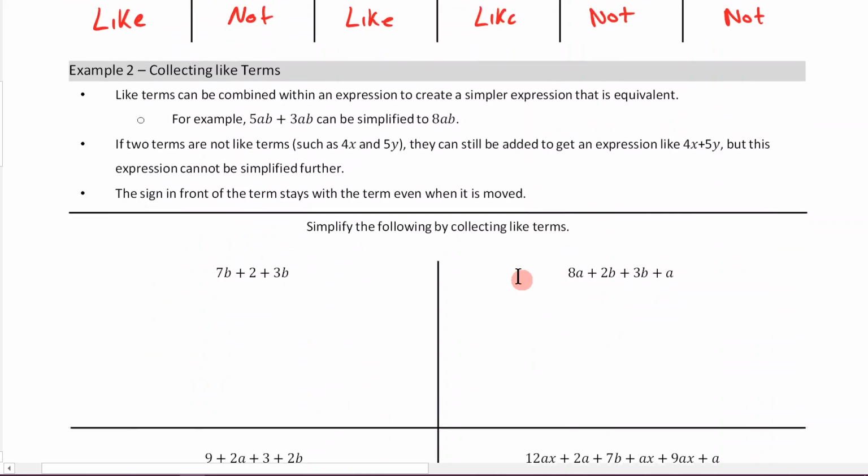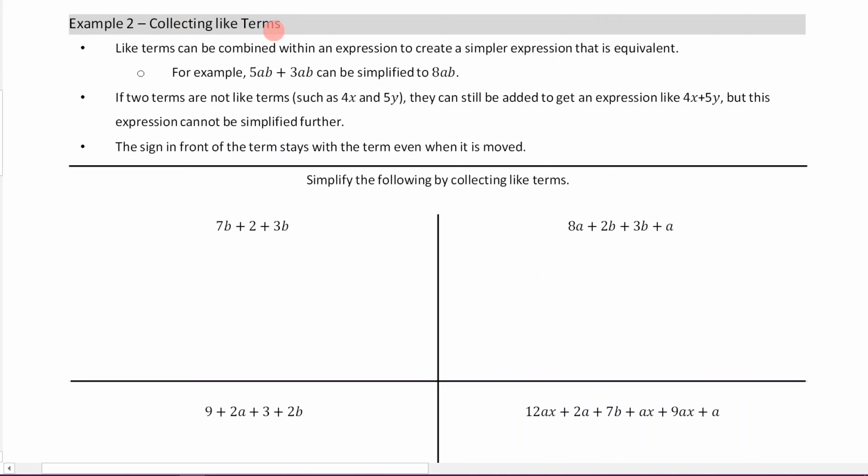All right, let's now move on to our second example, which is all about collecting like terms. So like terms can be combined within an expression to create a simpler expression that is equivalent. For example, 4ab plus 3ab can be simplified to 7ab. If 2 terms are not like terms, such as 4x and 5y, they can still be added to an expression like 4x plus 5y, but this expression cannot be simplified further. The sign in front of the term stays with the term even when it's moved. This is a very important line, and we're going to be seeing how that gets involved very soon.